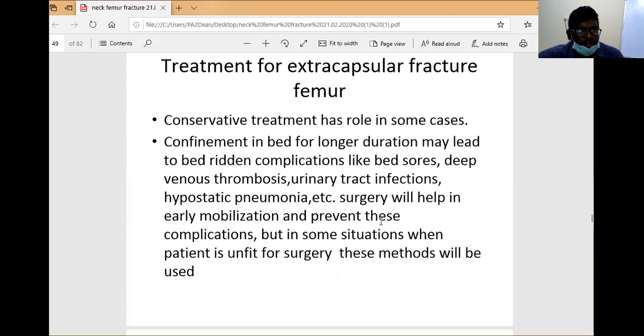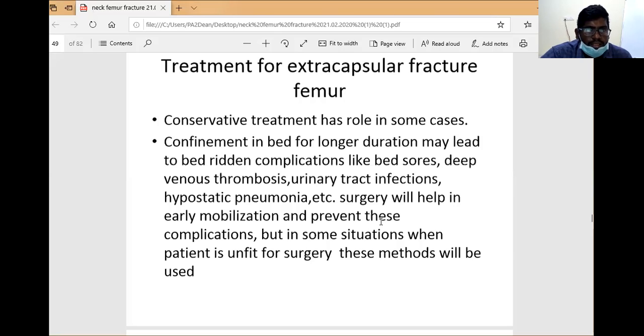And the treatment: you can do conservative treatment with a Boehler-Braun splint. Upper tibial pin traction is applied and the limb is kept in abduction, and traction is applied for 6 weeks. The fracture will unite, but with conservative treatment there are a lot of complications like bed sores. The patient may be bedridden for a long duration, around 2 to 3 months. So there may be associated bed sores, DVT, urinary tract infections, and hypostatic pneumonia.